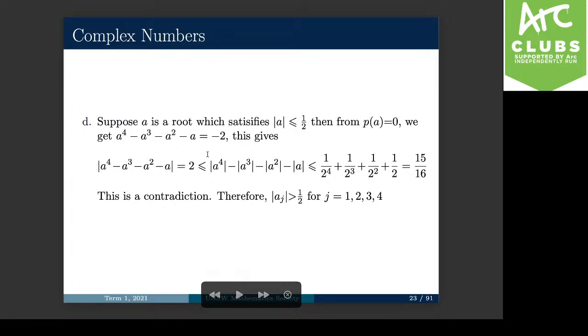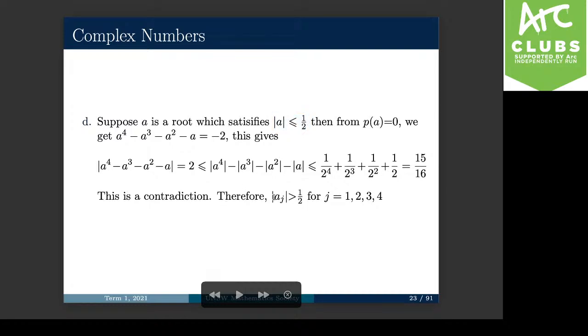And then since we know that a is actually smaller or equal to a half, we raise it to the power 4, so it will be 1 over 2 to the power 4 plus 1 over 2 to the power 3, and then you do the same thing for a2 and a. And when we add them together, it will be 15 over 16. And this is obviously not greater or equal to 2. So you know that there's some problems and this is a contradiction.